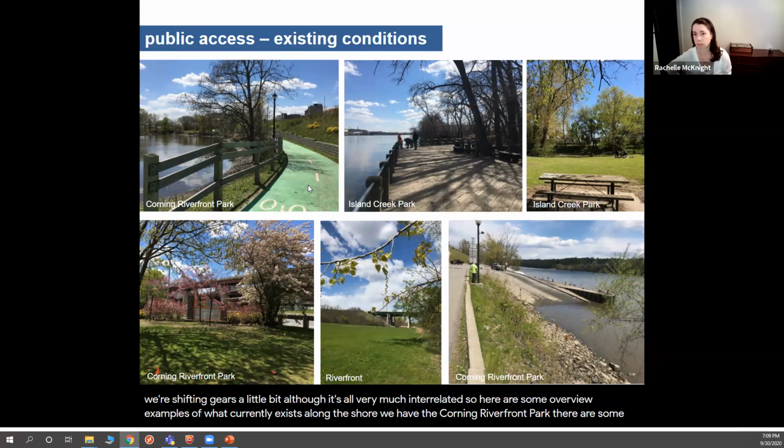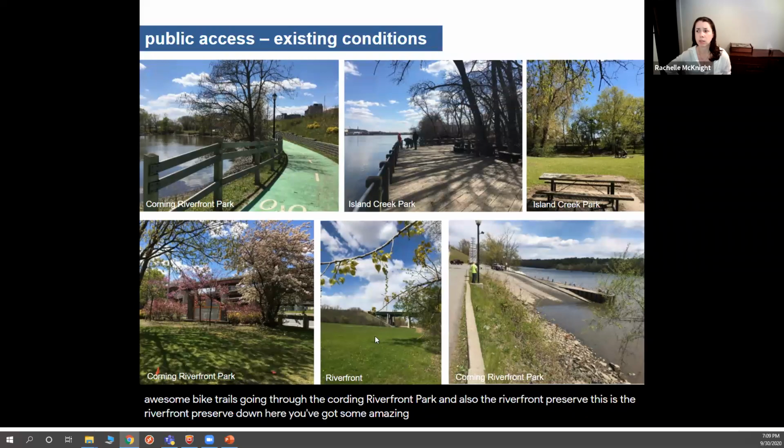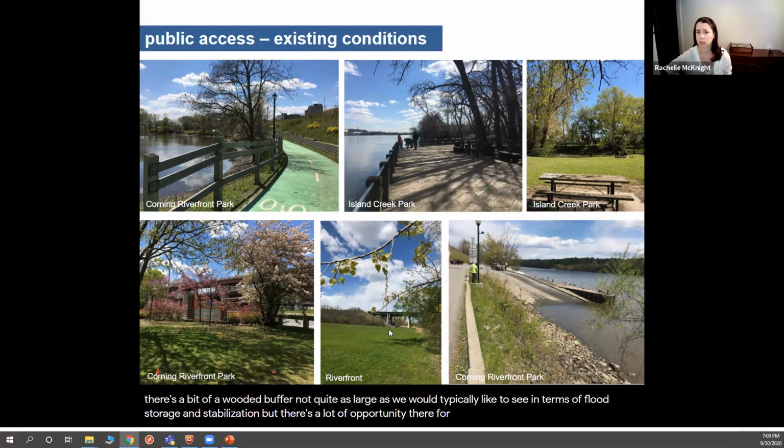There are some awesome bike trails going through the Corning Riverfront Park, and also the Riverfront Preserve. This is the Riverfront Preserve down here. You've got some amazing open lawn space in the Riverfront Preserve. There's a bit of a wooded buffer, not quite as large as we would typically like to see in terms of flood storage and stabilization, but there's a lot of opportunity there for some different types of recreation and habitat restoration.